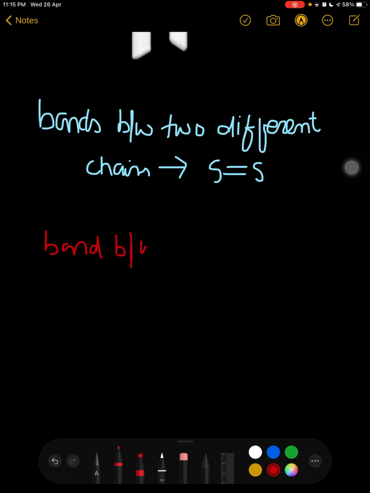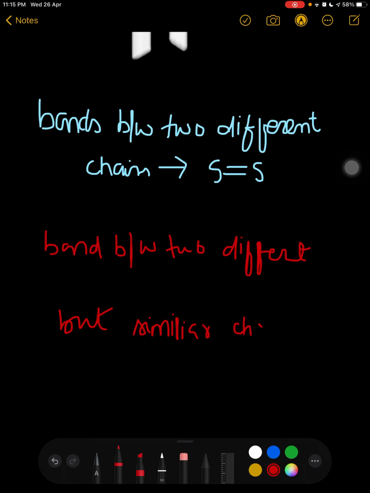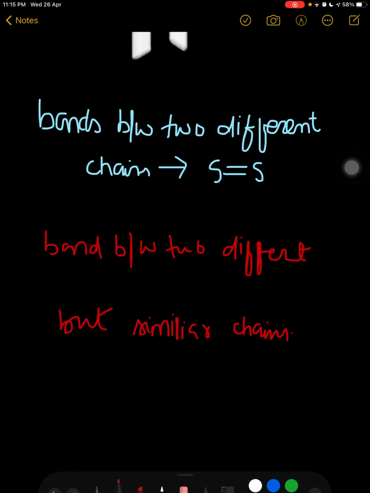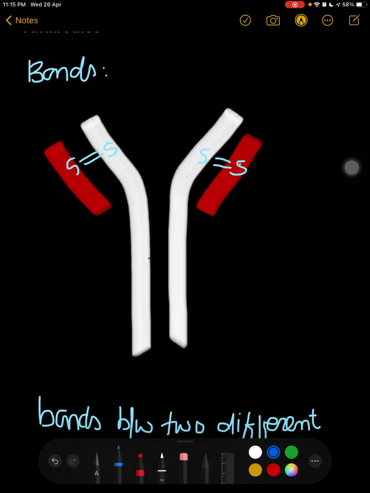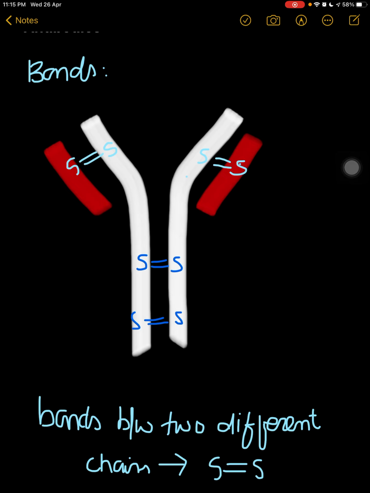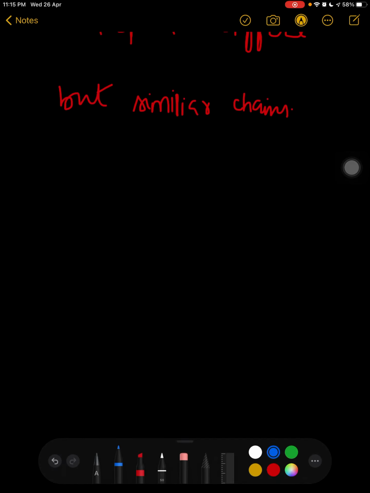A bond between two different but similar chains, right? So as we have both heavy chains, they will bond as well, right? Here we have the disulfide bond. Now you can calculate that there are basically 4 disulfide bonds.